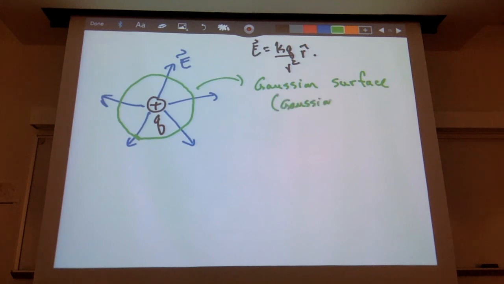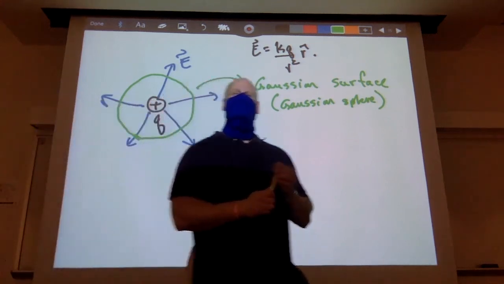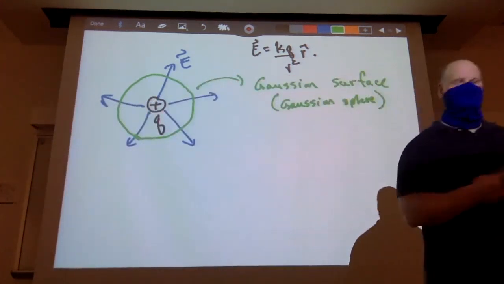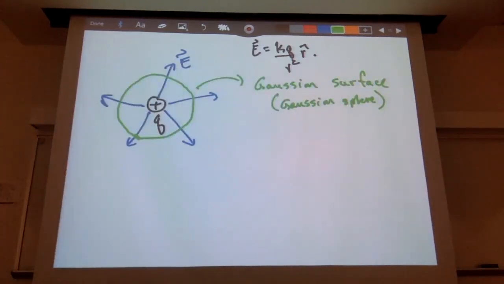Or in this case, we're going to call it a Gaussian sphere. Again, a Gaussian surface is a hypothetical object that you are drawing. You have complete freedom to choose it, and you're going to choose it based off the symmetry. Here, this thing has spherical symmetry, so I'm choosing this guy, and it has some radius, r.